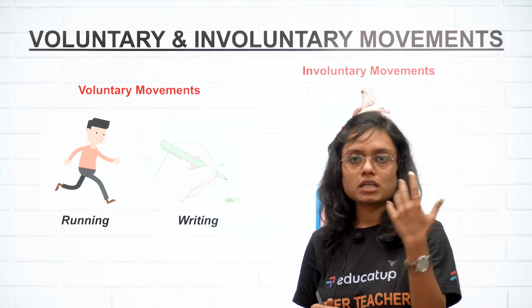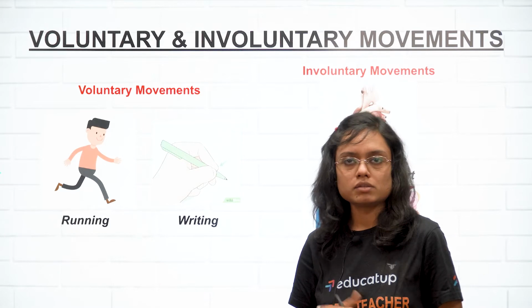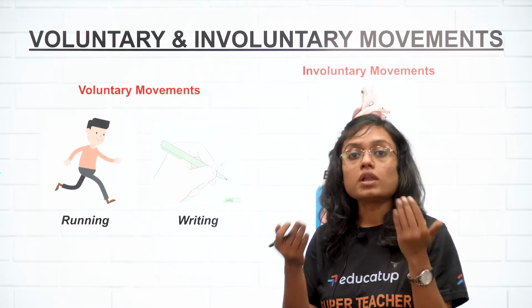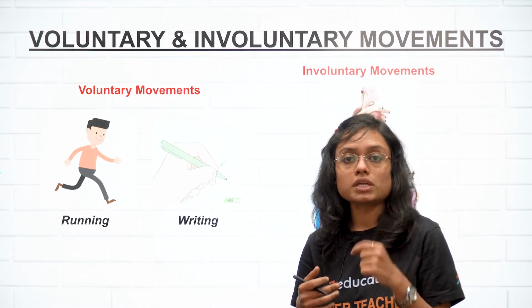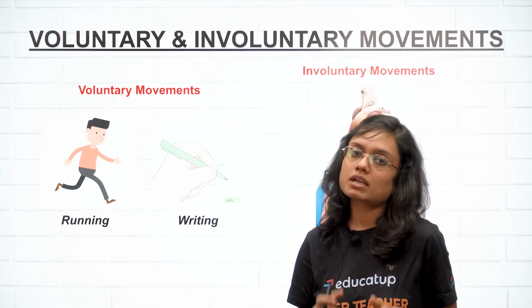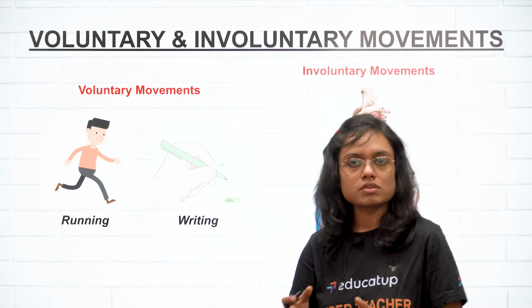Writing. Speaking. Right now I am speaking to you, but whenever I want to keep my mouth shut, I can do that like this. Now again I want to speak. A voluntary movement happens according to my wish. When I want to, I can make my body do that movement, and when I don't want to, I can stop it. That is a voluntary movement.